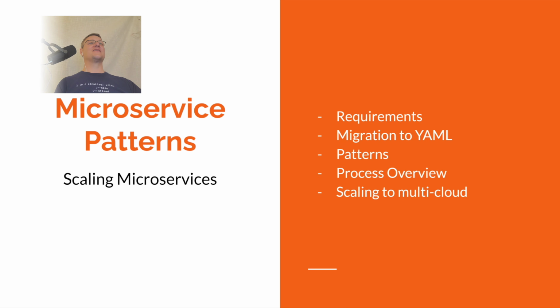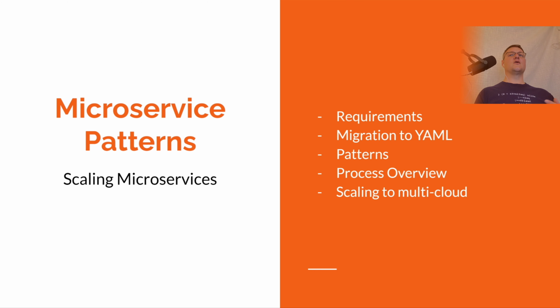All right, so now I'm going to jump into a new section here. We're going to talk about microservice patterns and scaling microservices. And we're going to go over requirements, how we migrated to YAML, so a little bit about that journey, some more patterns questions. We're going to do a process overview. And then I'm going to talk about how we scale to multi-cloud. What are some of the patterns you need to scale to multi-cloud?